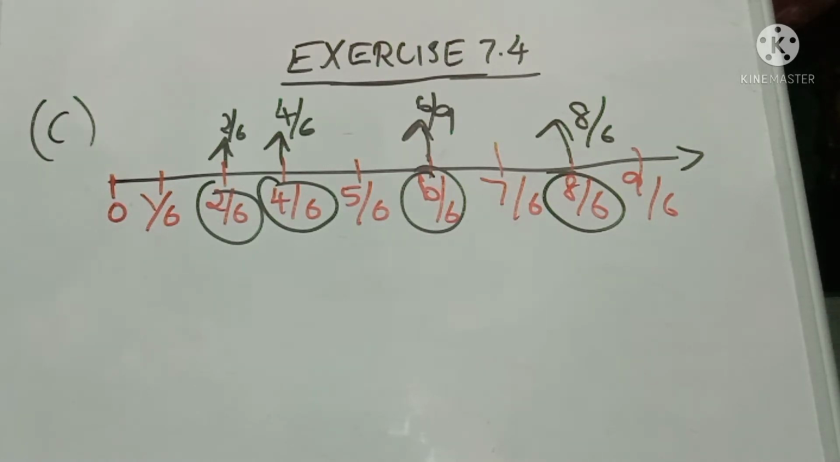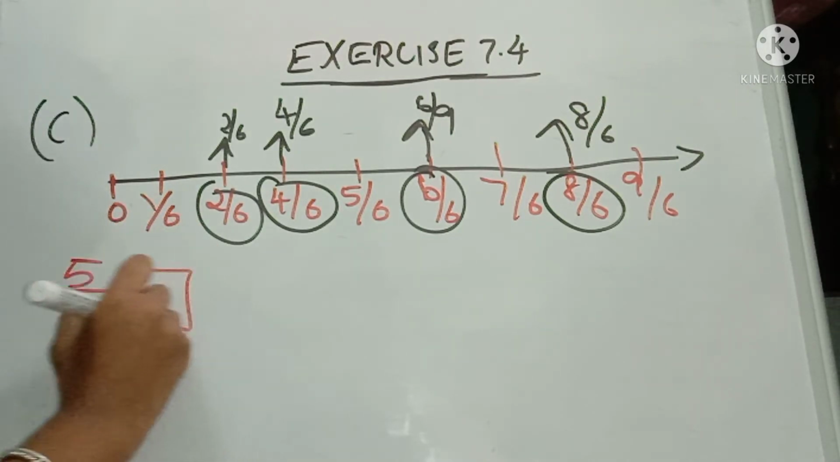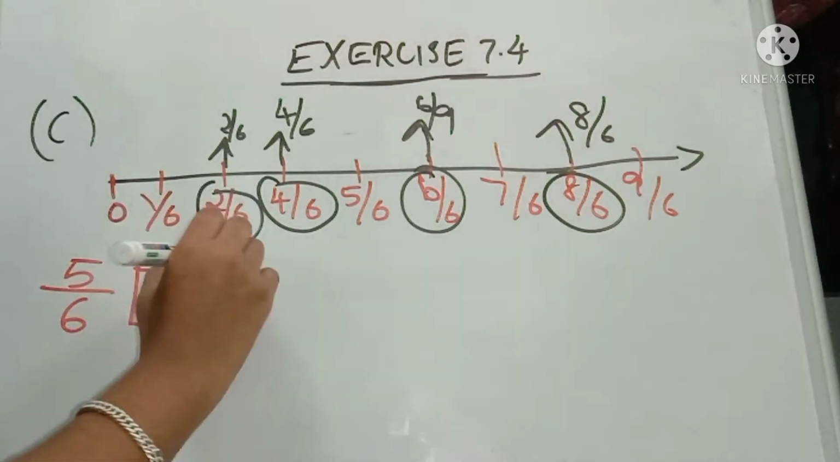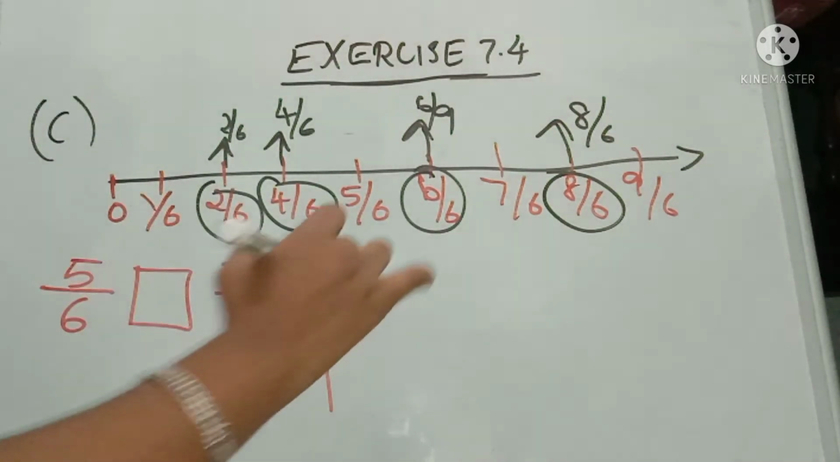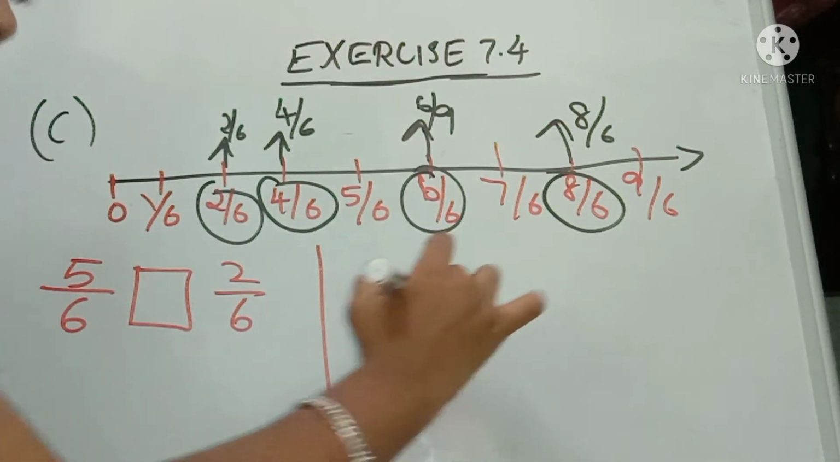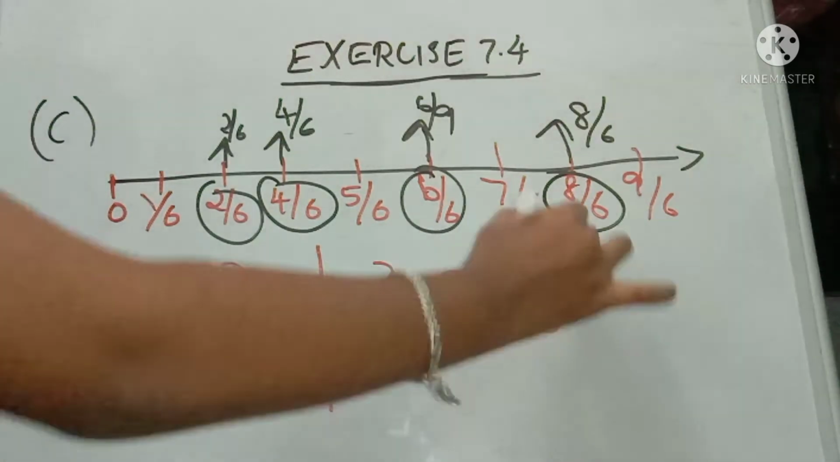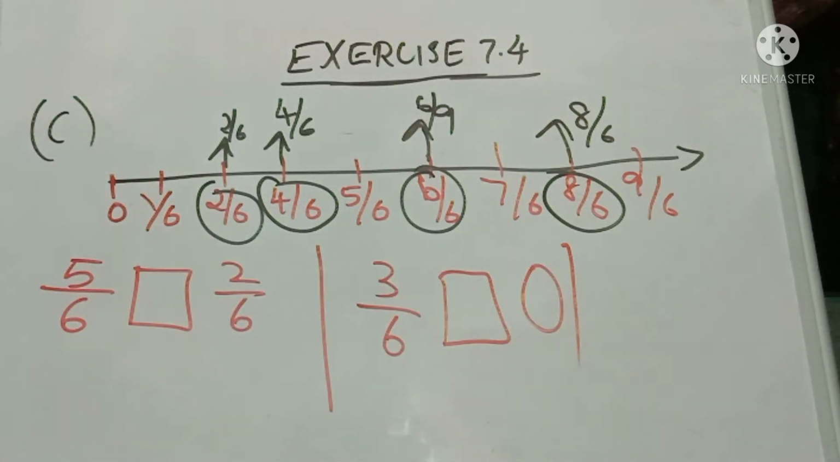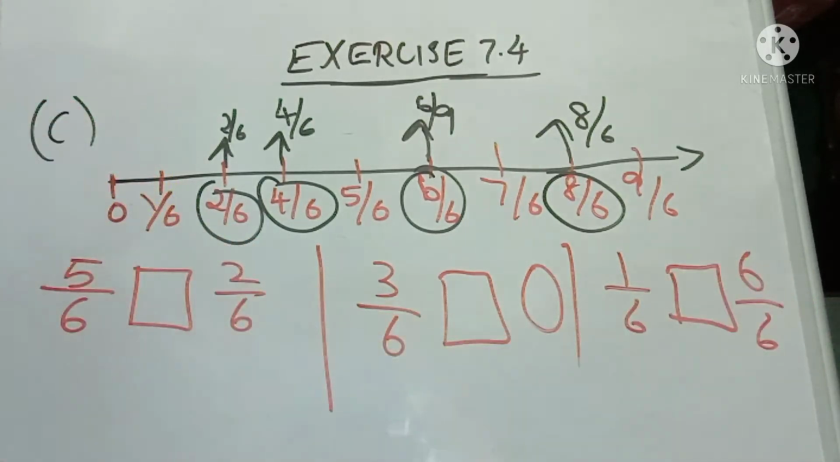Which are those questions? 5/6 and 2/6. Next question is 3/6 and 0. Next question is 1/6 and 6/6. Let us answer this many questions. There is one more question; we will answer it. First we are answering these questions.